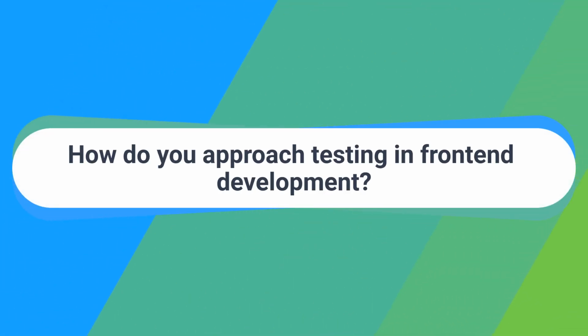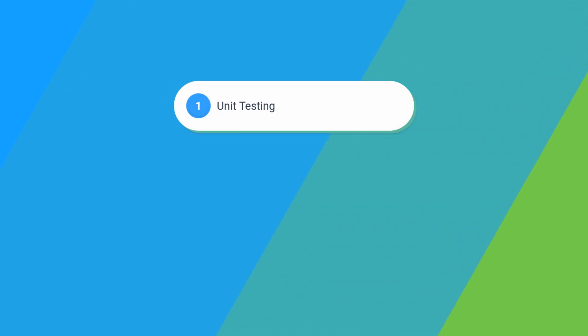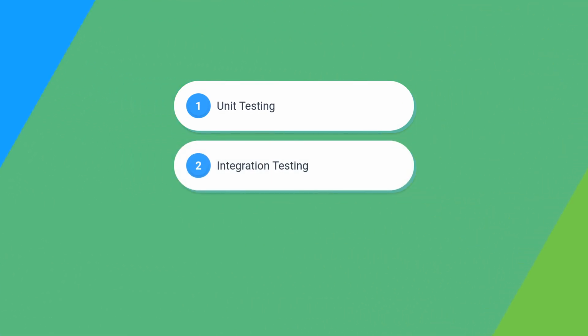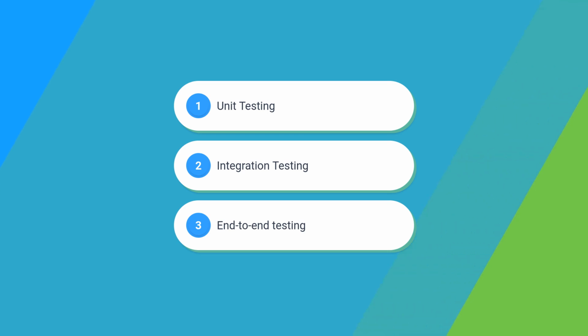How do you approach testing in front-end development? Unit testing. Test individual components and functions using tools like Jest or Mocha. Integration testing. Test interactions between components or modules. End-to-end testing. Test the entire application flow using tools like Cypress or Selenium.